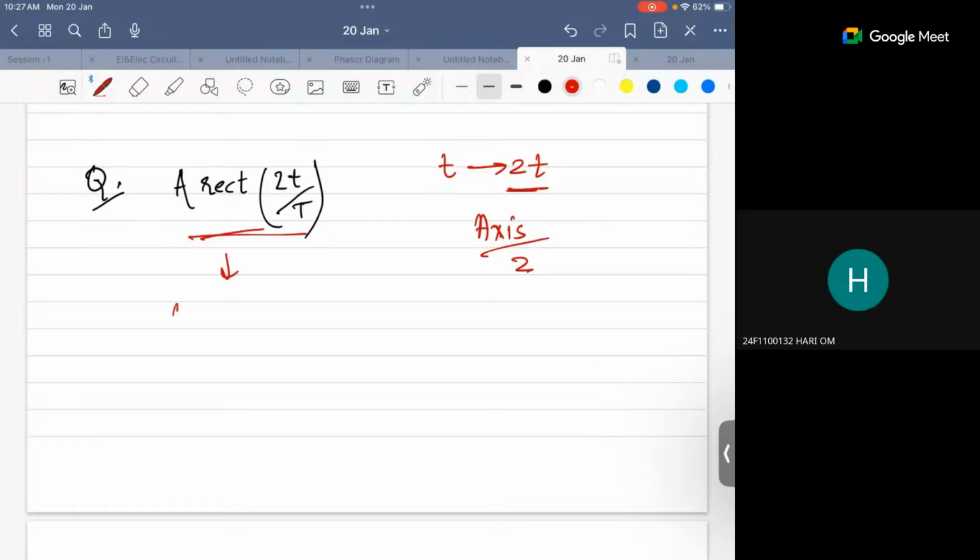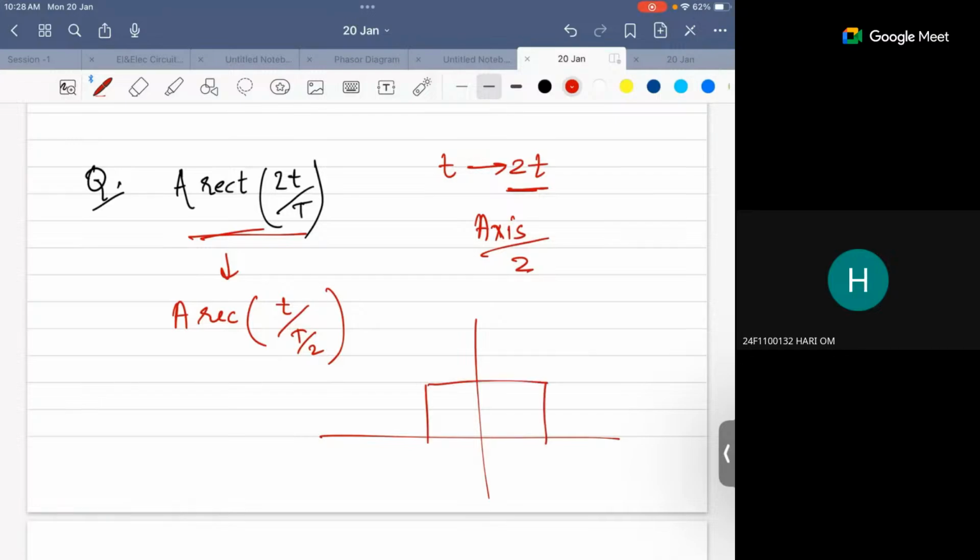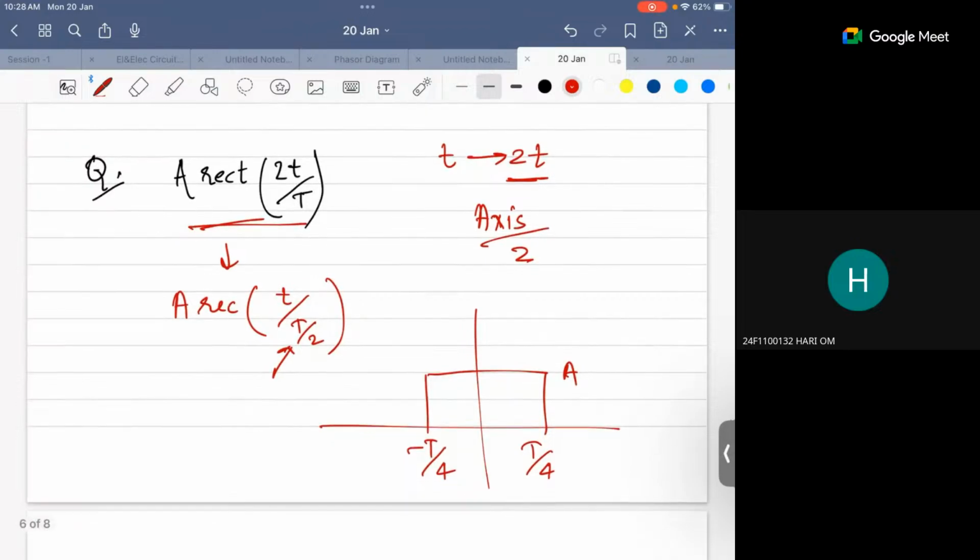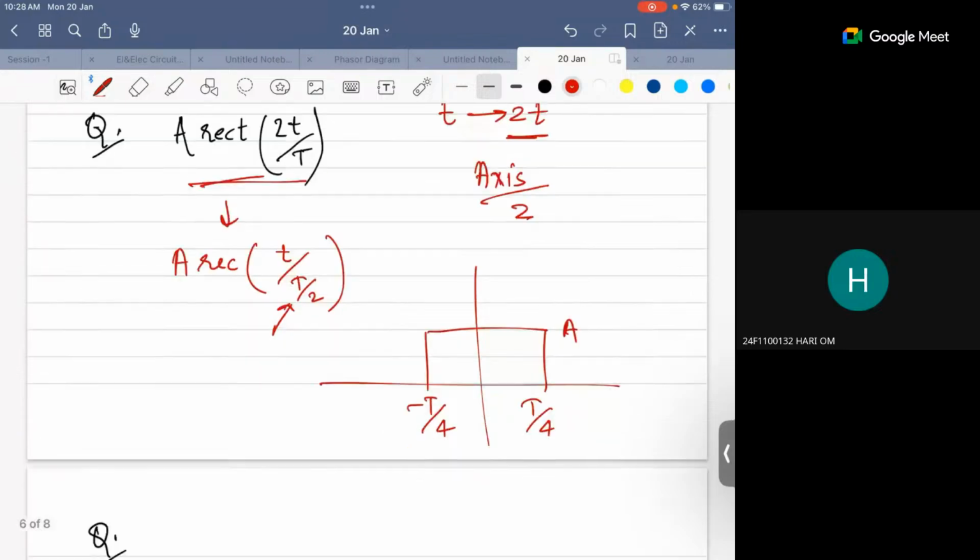And you can think of it this way also: A times rect of t upon tau by 2. Tau by 2 is the width of the rectangular function. If tau by 2 is the width, then it will start from minus tau by 4 till tau by 4. The denominator part is the width of the rectangular function. Tau by 4 and tau by 4 make tau by 2, and the magnitude will be A. Is it clear to everyone?